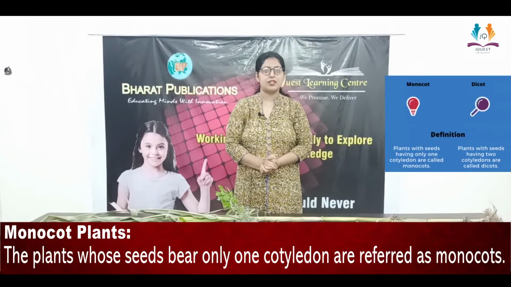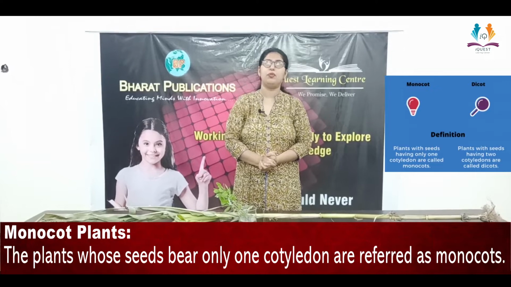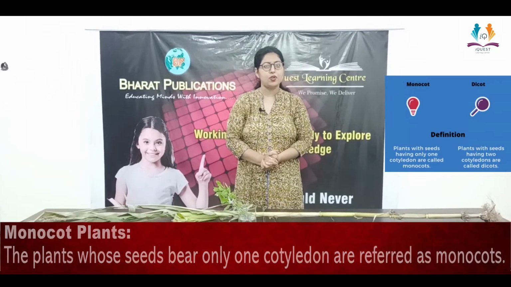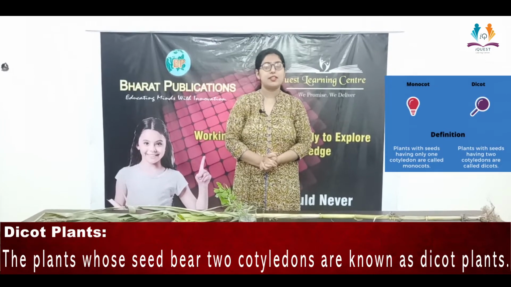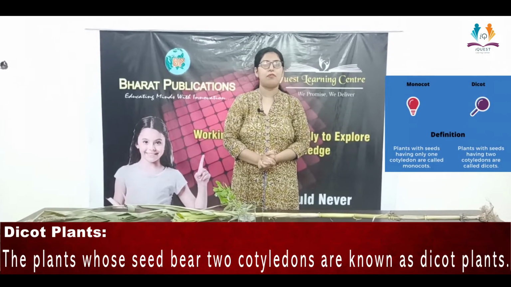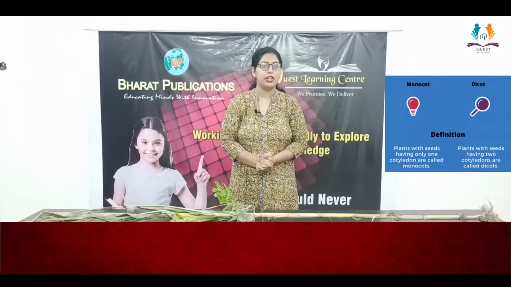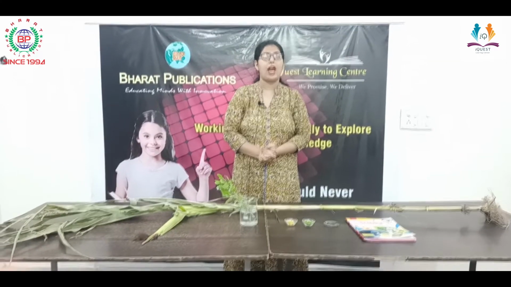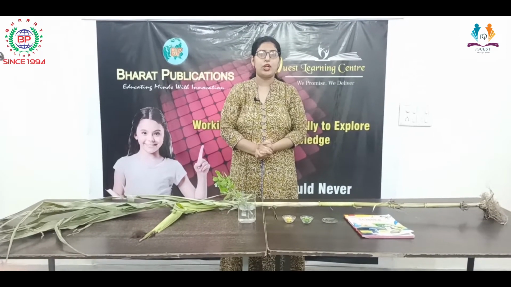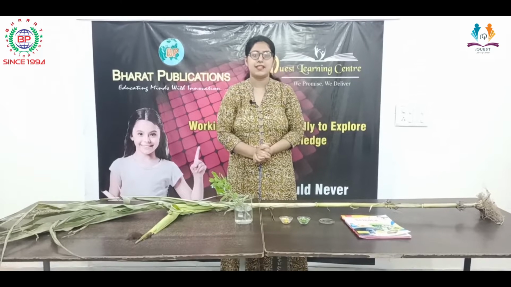Monocot are the plants in which seeds have only one cotyledon, and dicots are the plants in which the seeds have two cotyledons. This is the basic difference you have learned till now. But today I will tell you what is the difference between a monocot and dicot plant according to its leaves, roots as well as the stem.